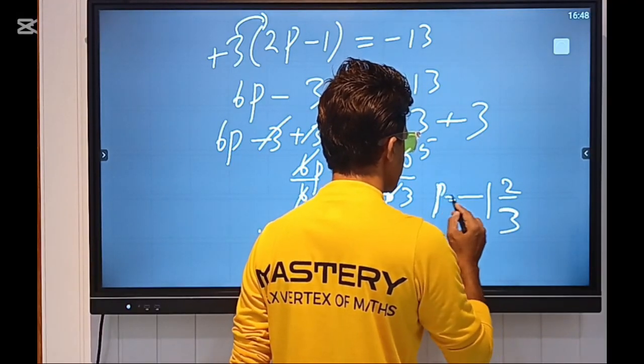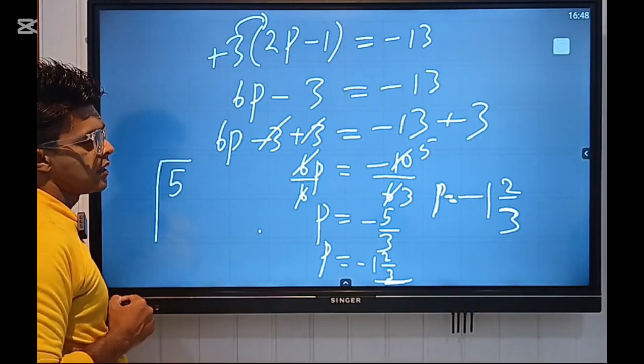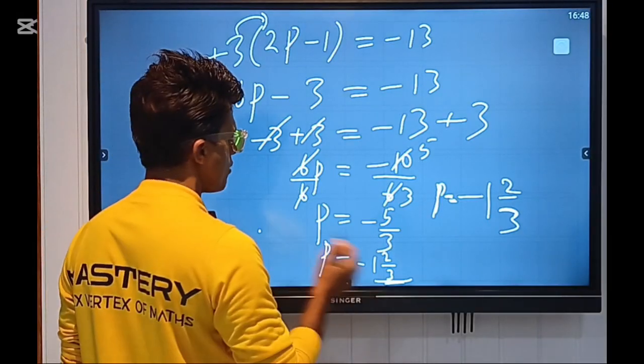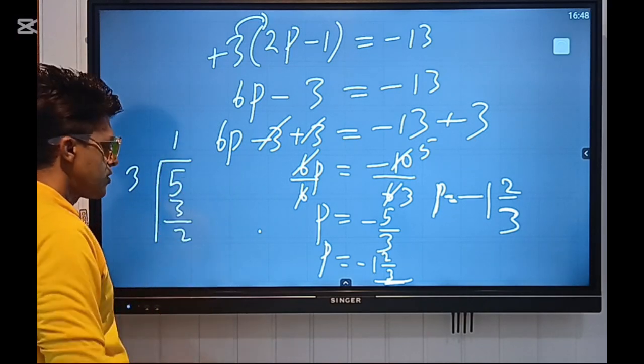The value of p here can be taken by 5 divided by 3. In 5, how many 3 times 1? 3 times 1 is 3. 5 minus 3 is 2.